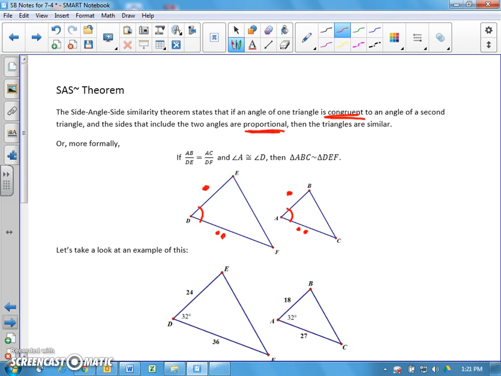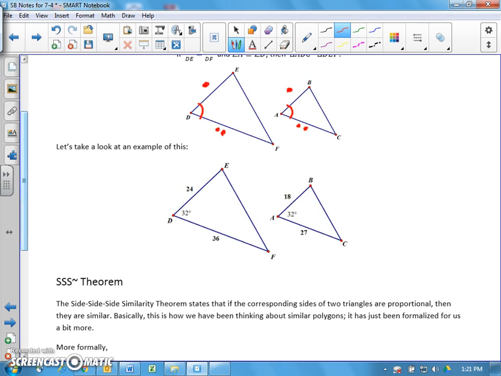So let's take a look at an example of this. In this one right here, we can see that angle D and angle A are congruent. So all we need to do is check the proportionality of the sides. So what we're going to do is look at a ratio from one triangle to the other. So DE is 24 and AB is 18. I can reduce this fraction and come up with a ratio of 4 to 3.